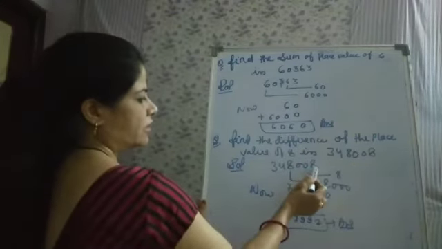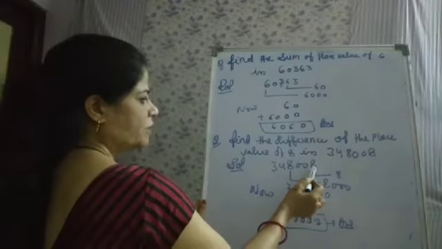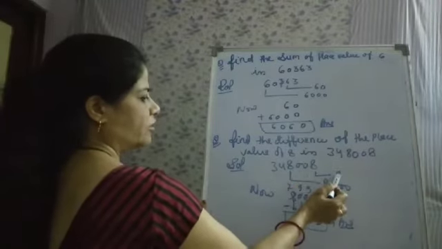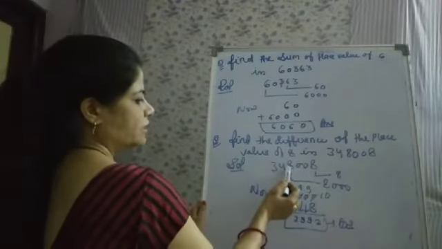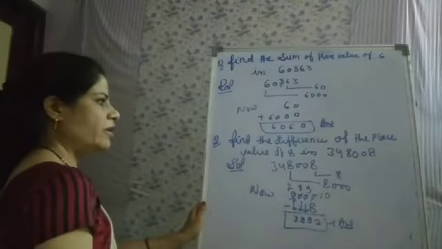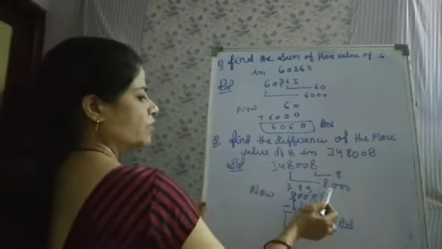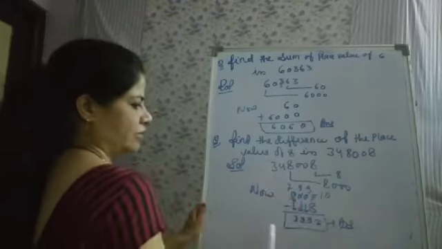So, the first 8 is here and the place value of 8 is 8 only. Then place value of next 8 is 8,000. Now we have to find the difference. So we will subtract 8 from 8,000.